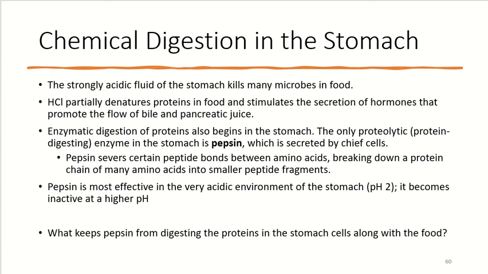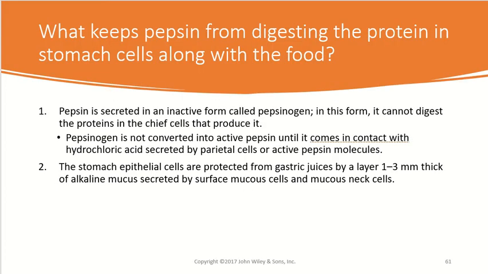So you might be wondering, what is it that's keeping this pepsin from actually digesting the proteins that make up the cells that line your stomach, while it's still giving them the ability to digest food? Well, let's look at that. Pepsin is going to be secreted in an inactive form called pepsinogen, and in this form, it's not going to be able to digest any of the proteins found in the chief cells that produce it. Pepsinogen is not going to be converted into an active form, pepsin, until it comes into contact with the hydrochloric acid that's secreted by those parietal cells or other active pepsin molecules.